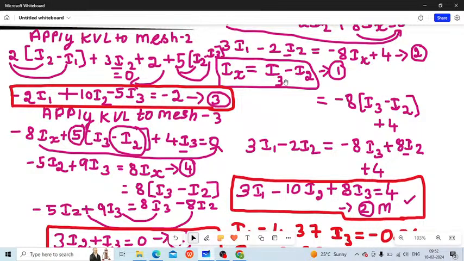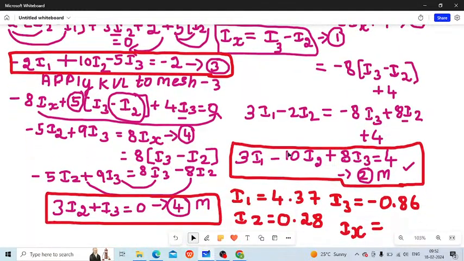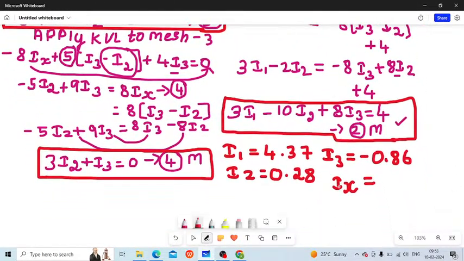In the pink box I have highlighted, look, Ix is equal to I3 minus I2. My hand is also showcasing that. Ix is equal to I3 minus I2, wherein I3 is minus 0.86 and I2 is 0.28, that is minus 0.86 plus 0.28, which is equal to how much? This is equal to minus 1.14, students, right? You got all the currents as well as Ix, right?